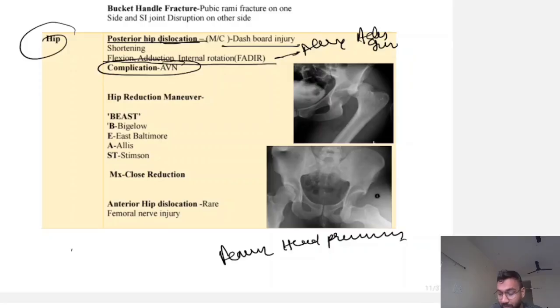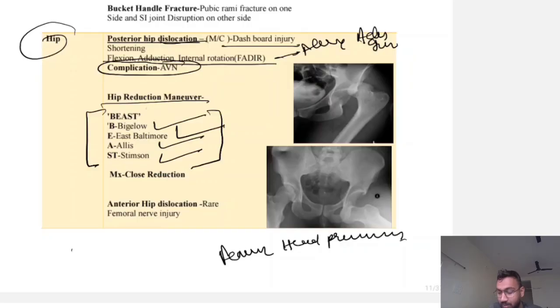Now there are various hip reduction maneuvers. That is BEAST: Bigelow maneuver, East Baltimore maneuver, Allis maneuver, Stimson maneuver. I am not going into details of all these maneuvers, just remember the name BEAST.